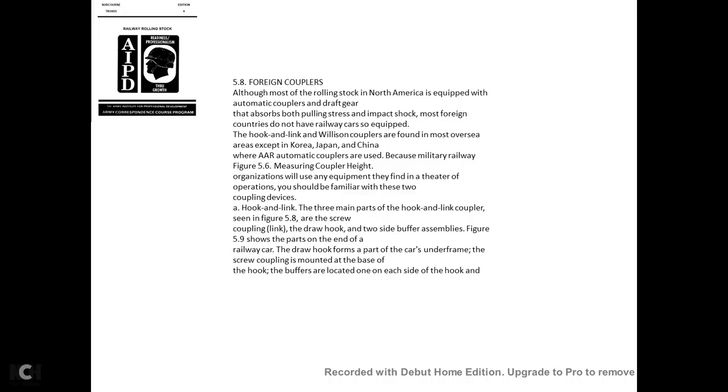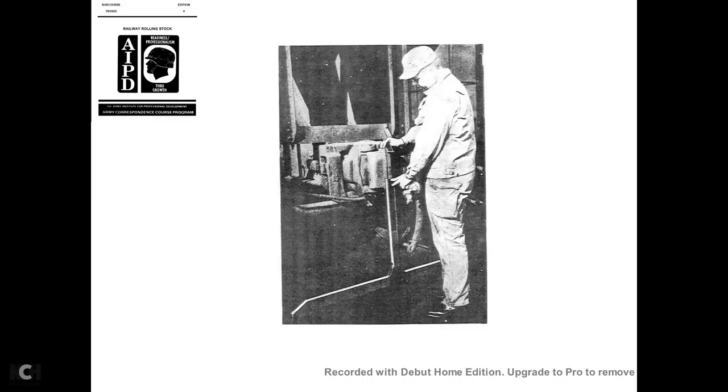The hook and link. The three main parts of the hook and link coupler, seen in Figure 5.8, are the screw coupling, the draw hook, and the bolt on the two sides of the hook. Referring to the assembly, Figure 5.9 shows the parts at the end of the railway car. The draw hook forms part of the car's underframe. The screw coupling is mounted at the base of the hook, and the buffers are located on each side of the hook. This shows the height, measuring the height of the coupler and gauging of the coupler.